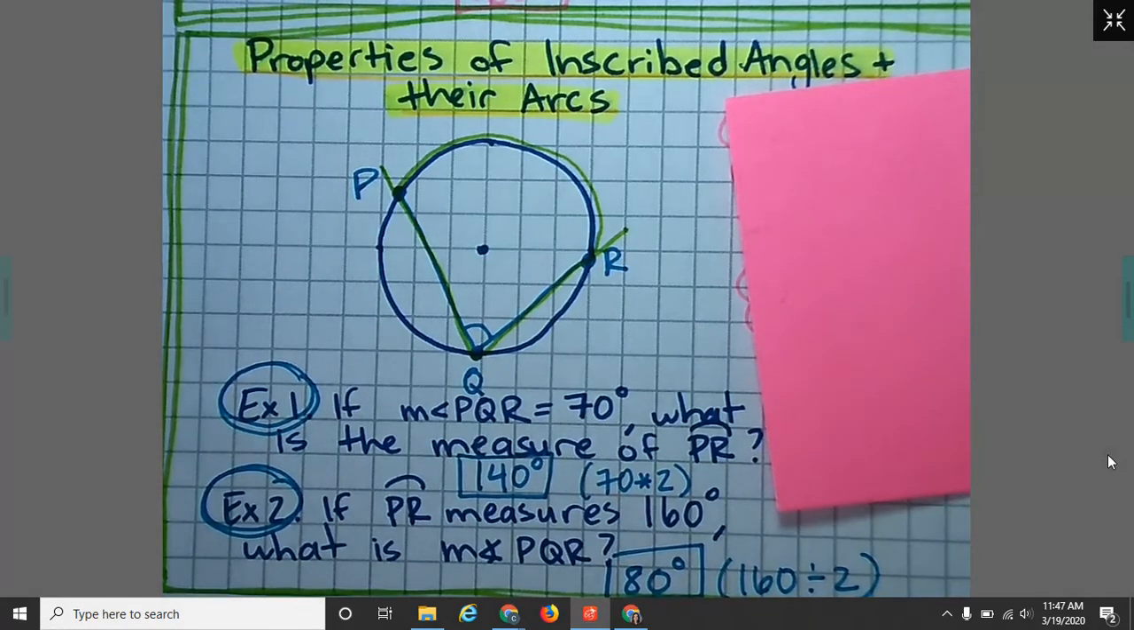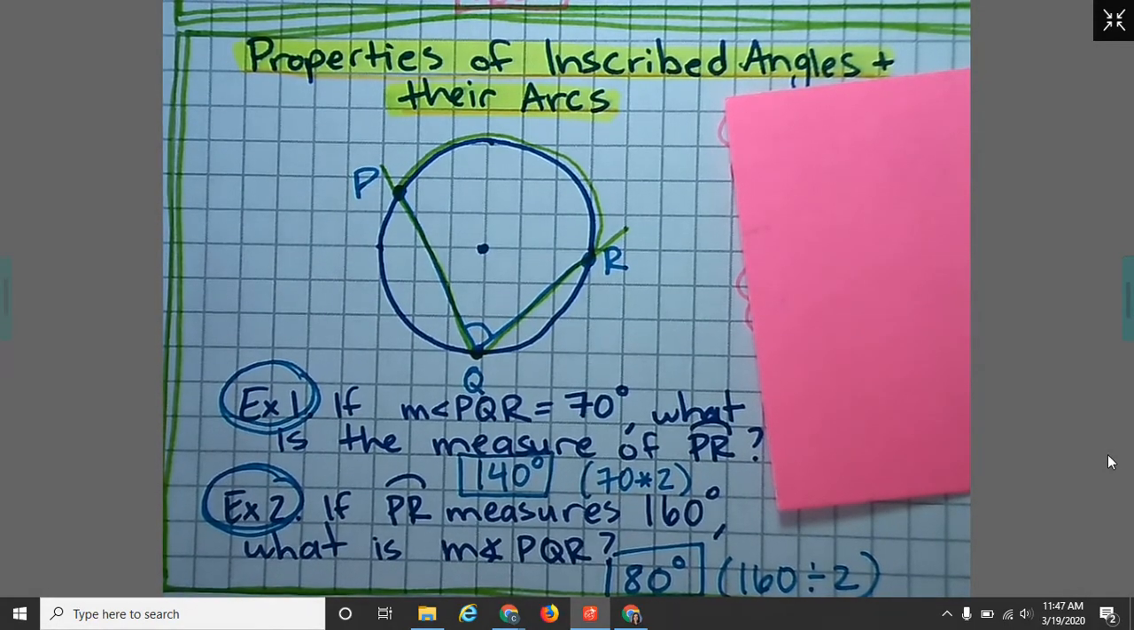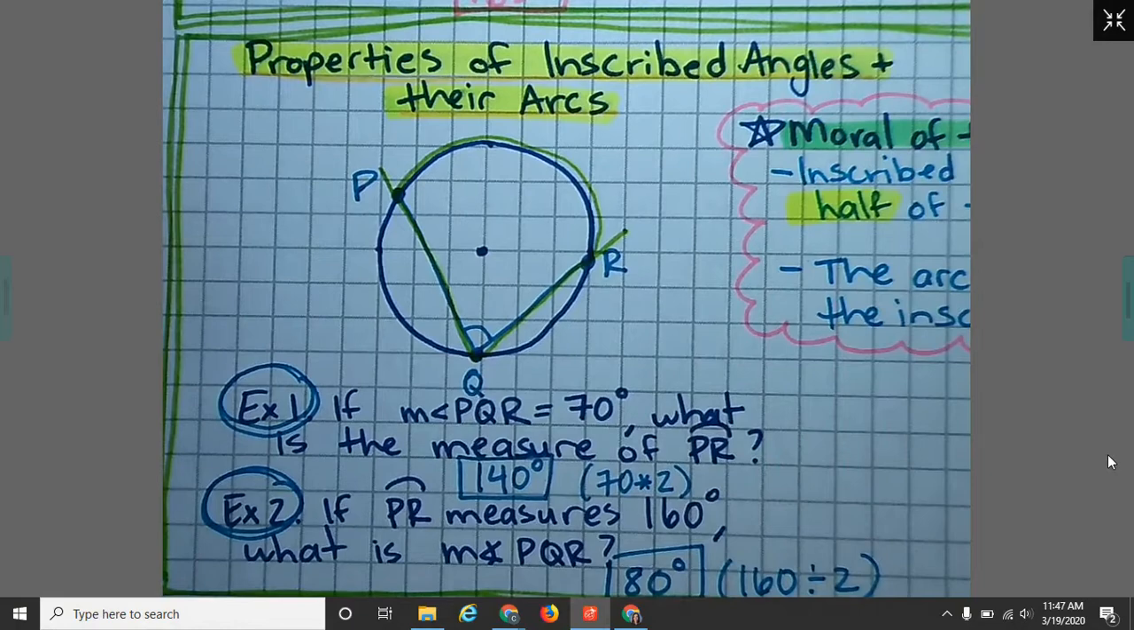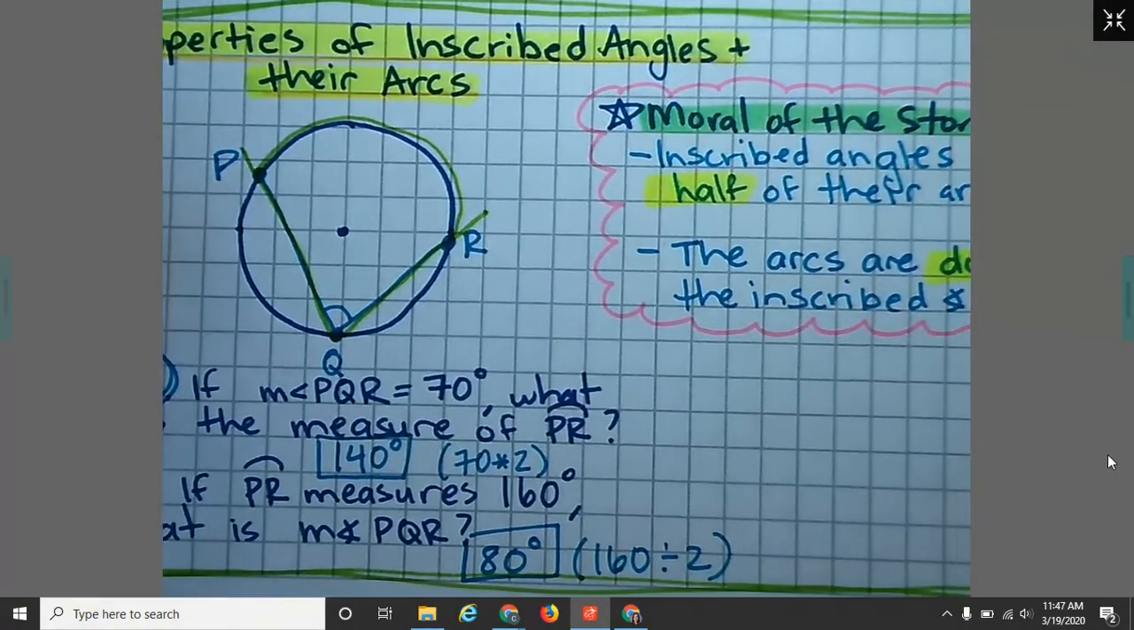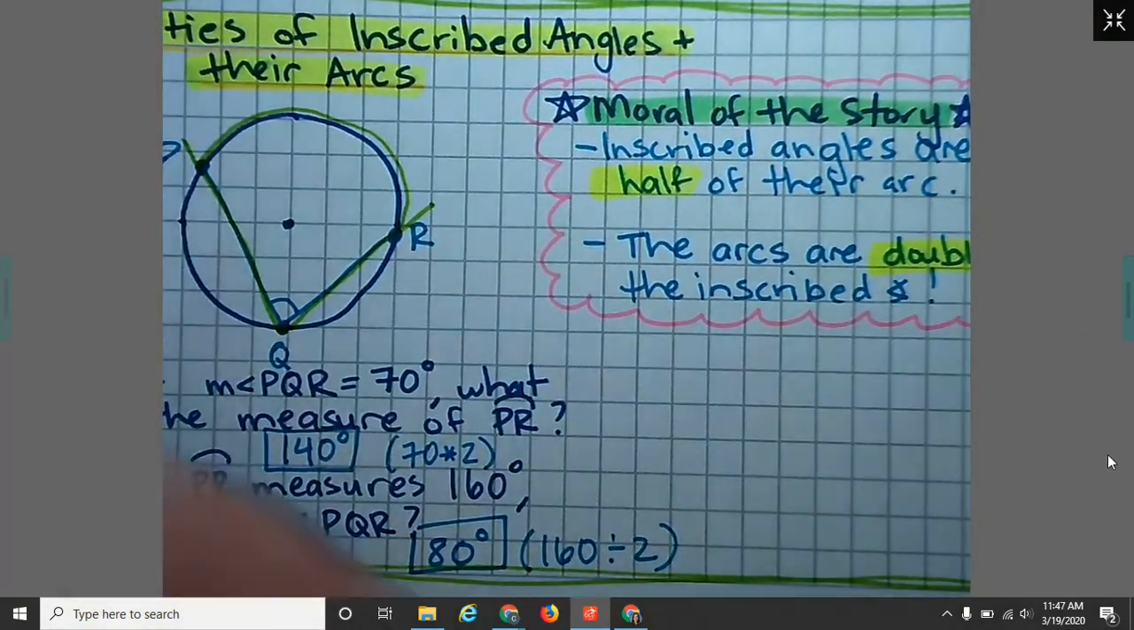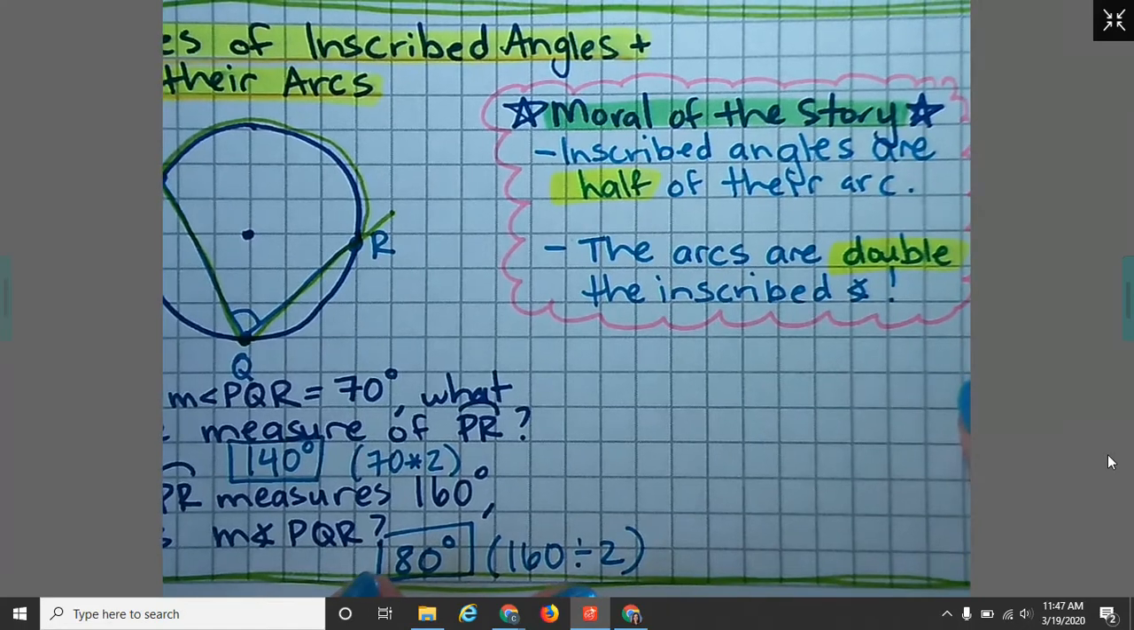So the property of inscribed angles is that they are half of their arc, or you could say that the arc is double the angle. So again, moral of the story, inscribed angles are half of their arc. You could also go in the reverse and say that the arcs are double the angles.